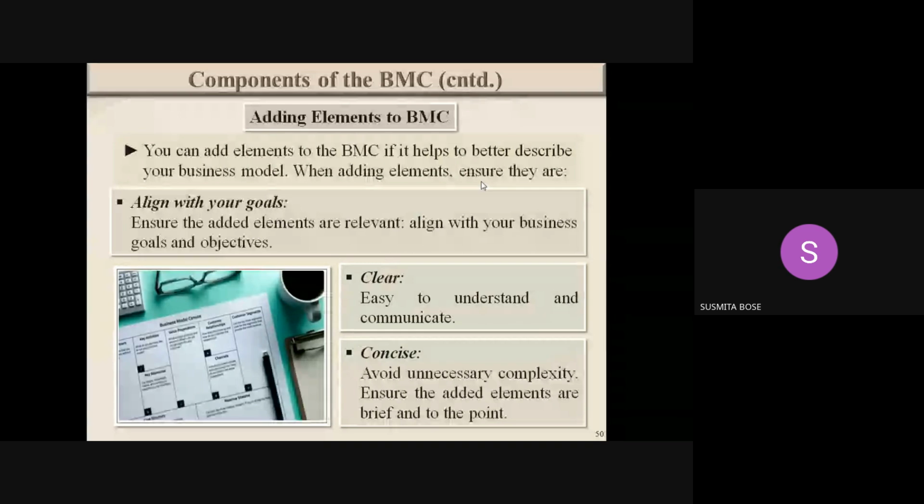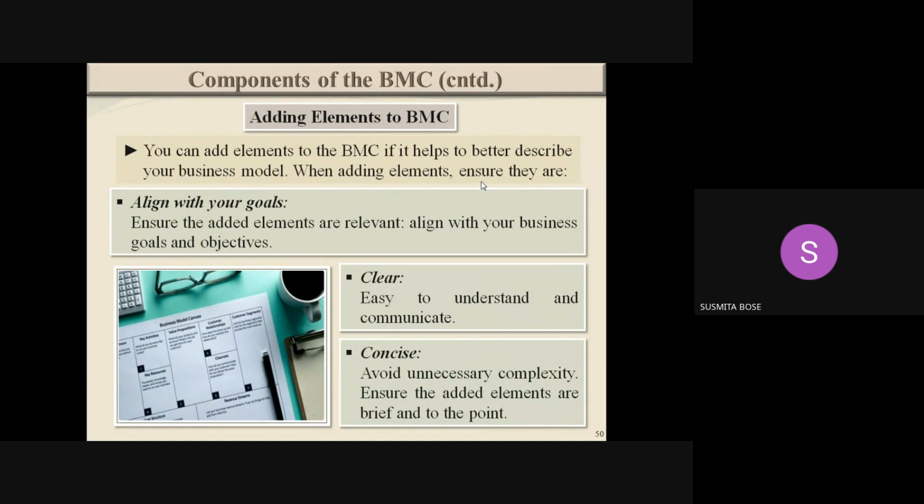First, let's take this question: adding elements to the BMC. What will happen? You can add an element to the BMC if it helps to better describe your business model. Just don't add for the sake of adding. You can add an element, but only if it helps to better describe your business model. So when you are adding an element, ensure that it aligns with your business goal. It ensures that added elements are relevant and align with your business objectives.